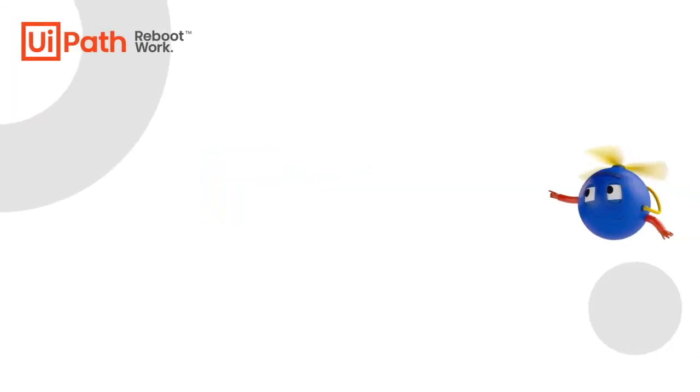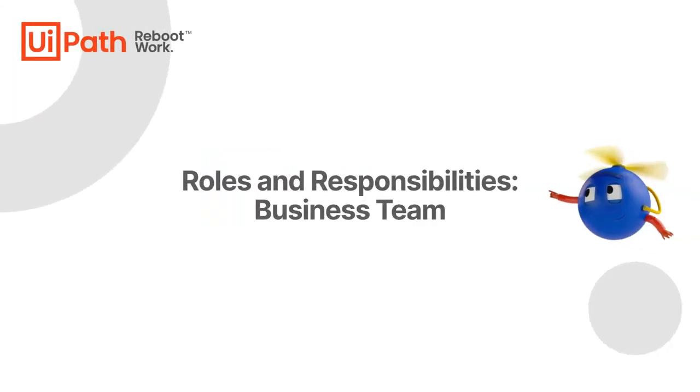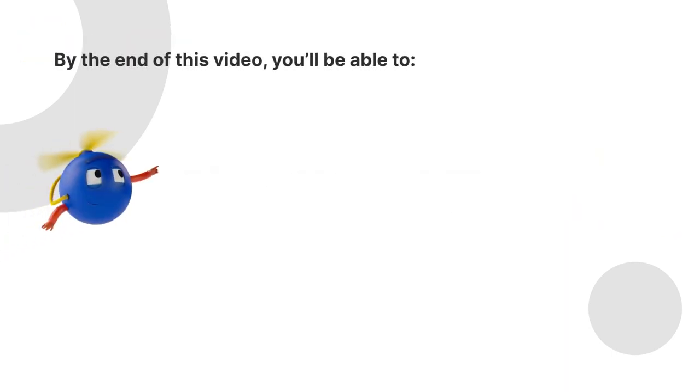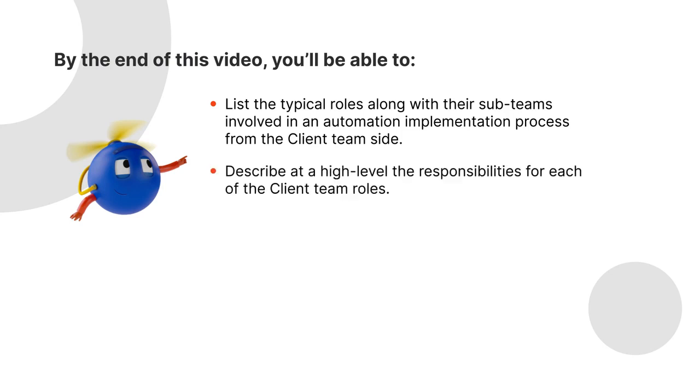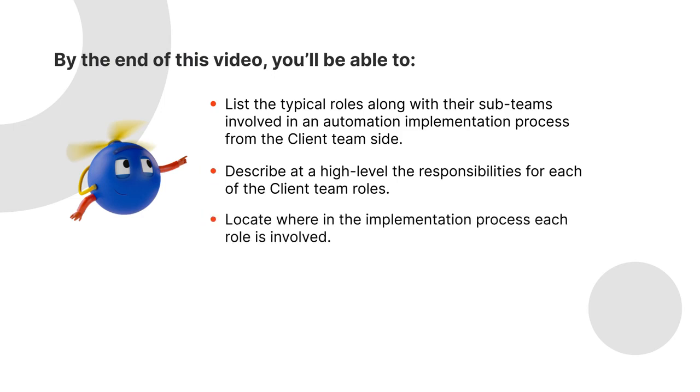Hello, and welcome to this video on the roles and responsibilities of the people in the business or the client team. By the end of this video, you'll be able to list the typical roles along with their sub-teams involved in an automation implementation process from the client team side, describe at a high level the responsibilities for each of the client team roles, and locate where in the implementation process each role is involved.